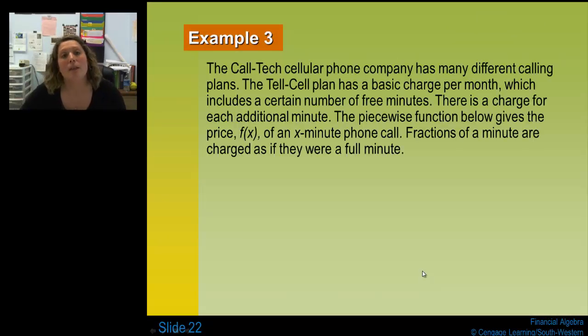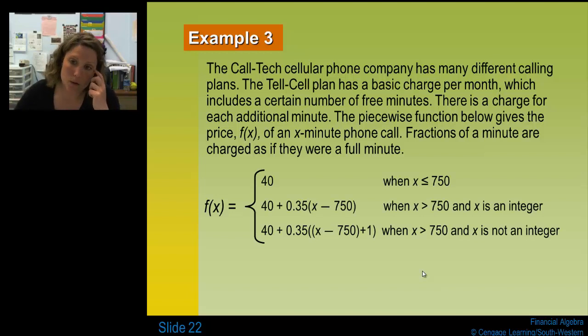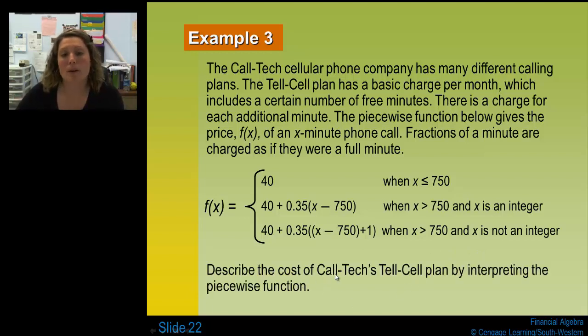Example 3. The Caltech Cellular Phone Company has many different calling plans. The Telcel plan has a basic charge per month, which includes a certain number of free minutes. There is a charge for each additional minute. The piecewise function below gives the price f of x of an x minute phone call. Fractions of a minute are charged as if they were a full minute. So, describe the cost of Caltech's Telcel plan by interpreting the piecewise function.